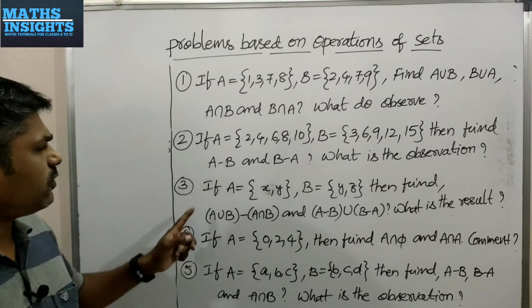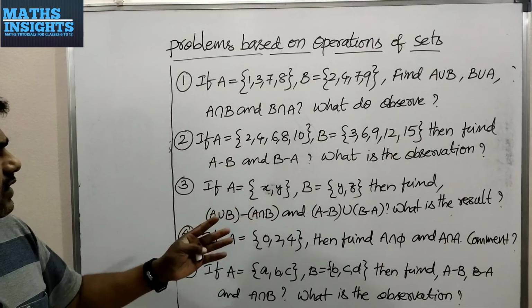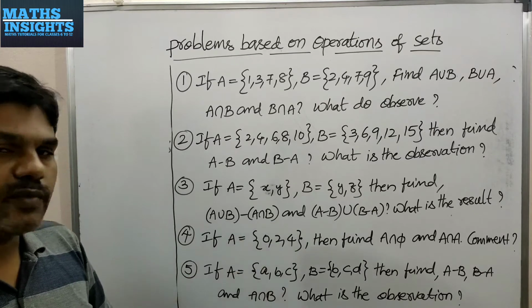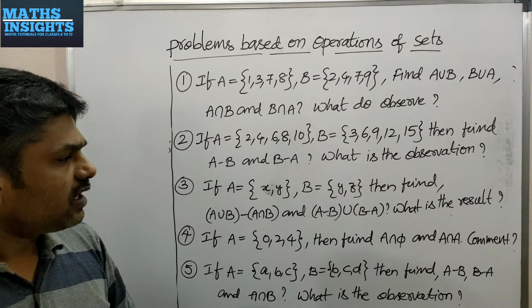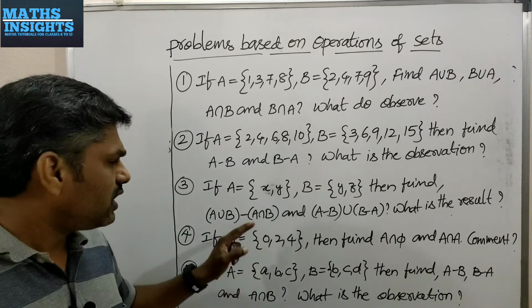If you see the third problem, here also they have given two sets A and B. Then they are asking to find (A union B) minus (A intersection B), and also (A minus B) union (B minus A). What is the result? That means what you have observed in those results.